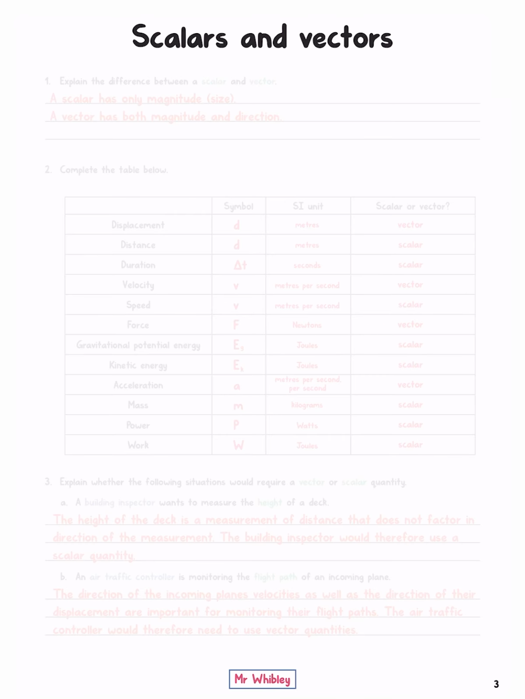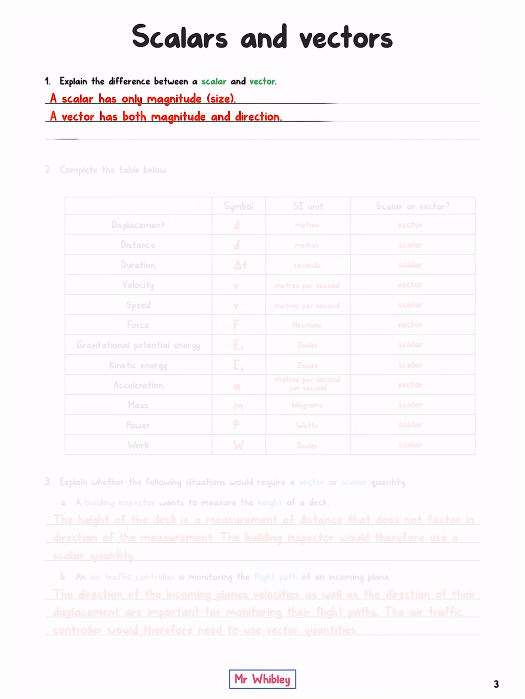Scalars and vectors. Explain the difference between a scalar and vector. A scalar only has magnitude, or in other words, size, whereas a vector has both magnitude and direction. So if I told you I was walking 5 kilometers, I have given you a scalar, but if I said I was walking 5 kilometers that way, because I've now given you a direction, this quantity is now a vector.